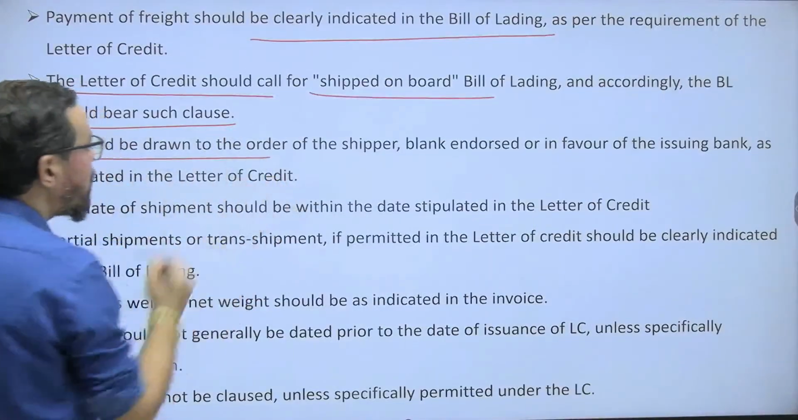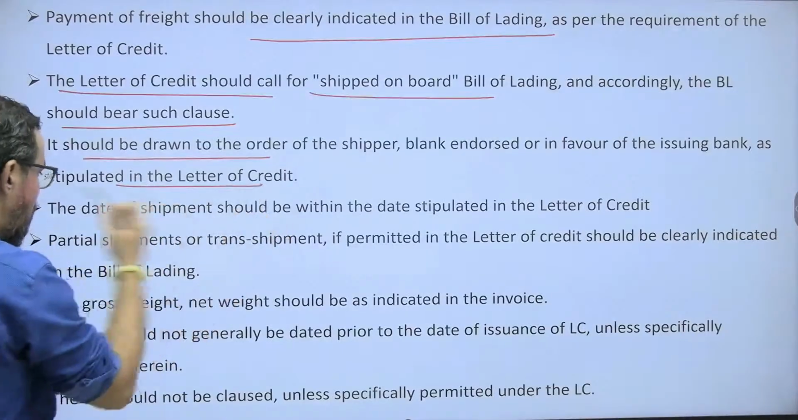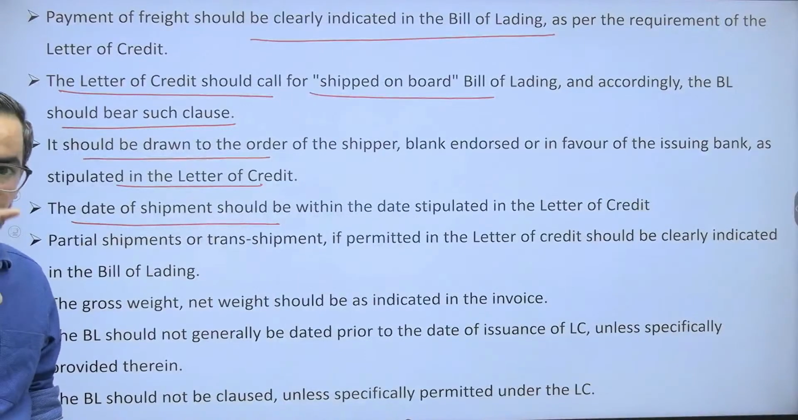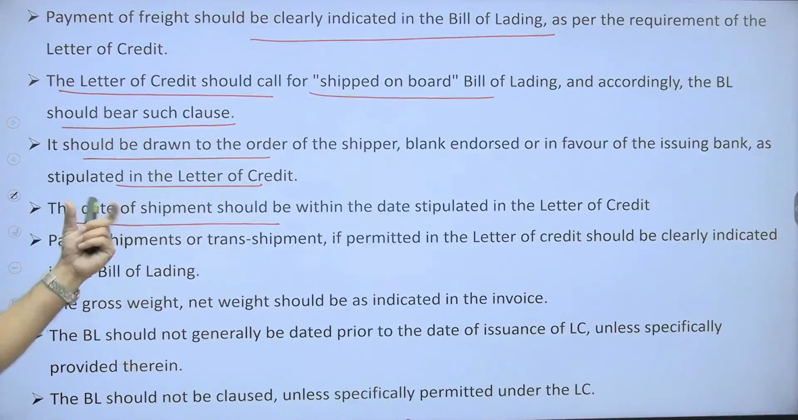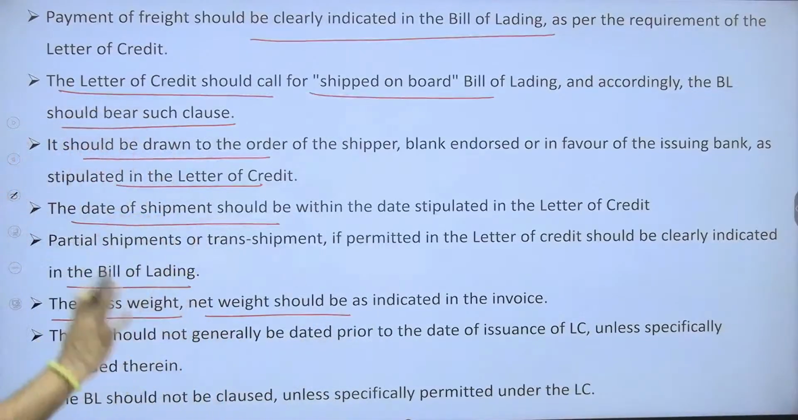It should be drawn to the order of the shipper, blank endorsed or in favor of the issuing bank as stipulated in the LC, again, along with the remaining amounts or dues. The date of the shipment should be within the date stipulated in the LC itself. Okay, let's say the LC date is whatever date is mentioned for that entire trade. So the shipment should be within those dates. Partial shipment or transshipment, if permitted in the LC, should be clearly indicated in the bill of lading also. The gross weight and net weight should be indicated in the invoice.